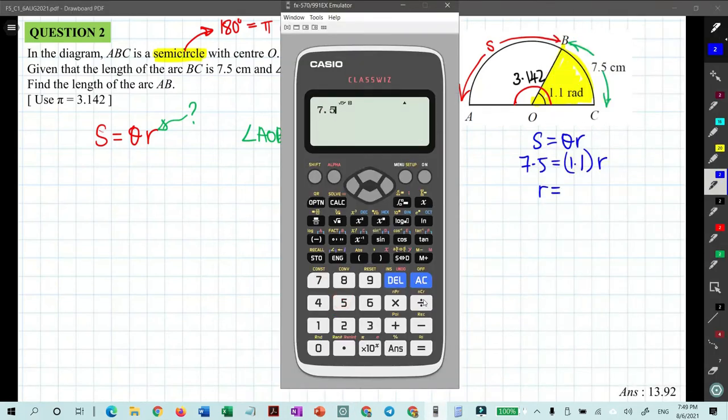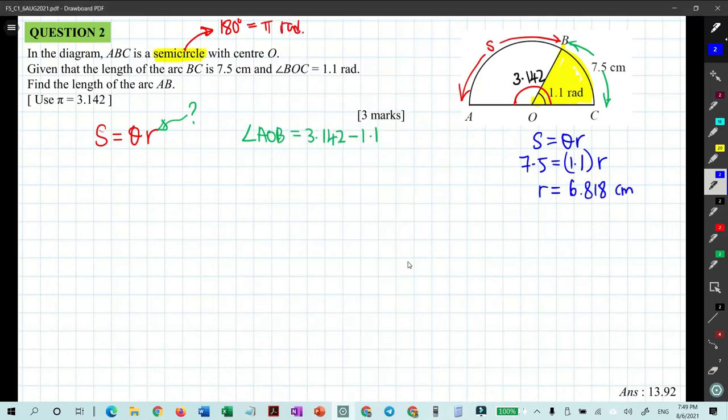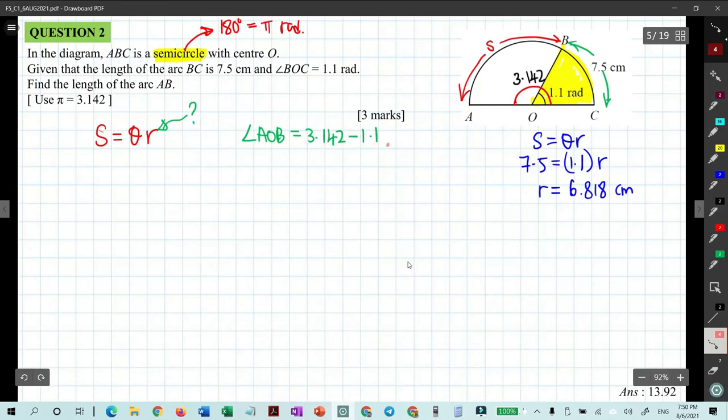So 7.5 divided by 1.1 is equals to, if you want to get more accurate value, you can keep this in fraction. If you want to write this value in decimal, write at least correct to 3 decimal places. So I'm going to write this value in decimals, which is 6.818. So in the earlier stage, make sure you write the values correct to 3 decimal places, except for angle in degree. When you are dealing with angles in degrees, you always write the values correct to 2 decimal places. We already have this angle theta, which is 3.142 minus 1.1, and we also have the value of R. Problem is almost settled.